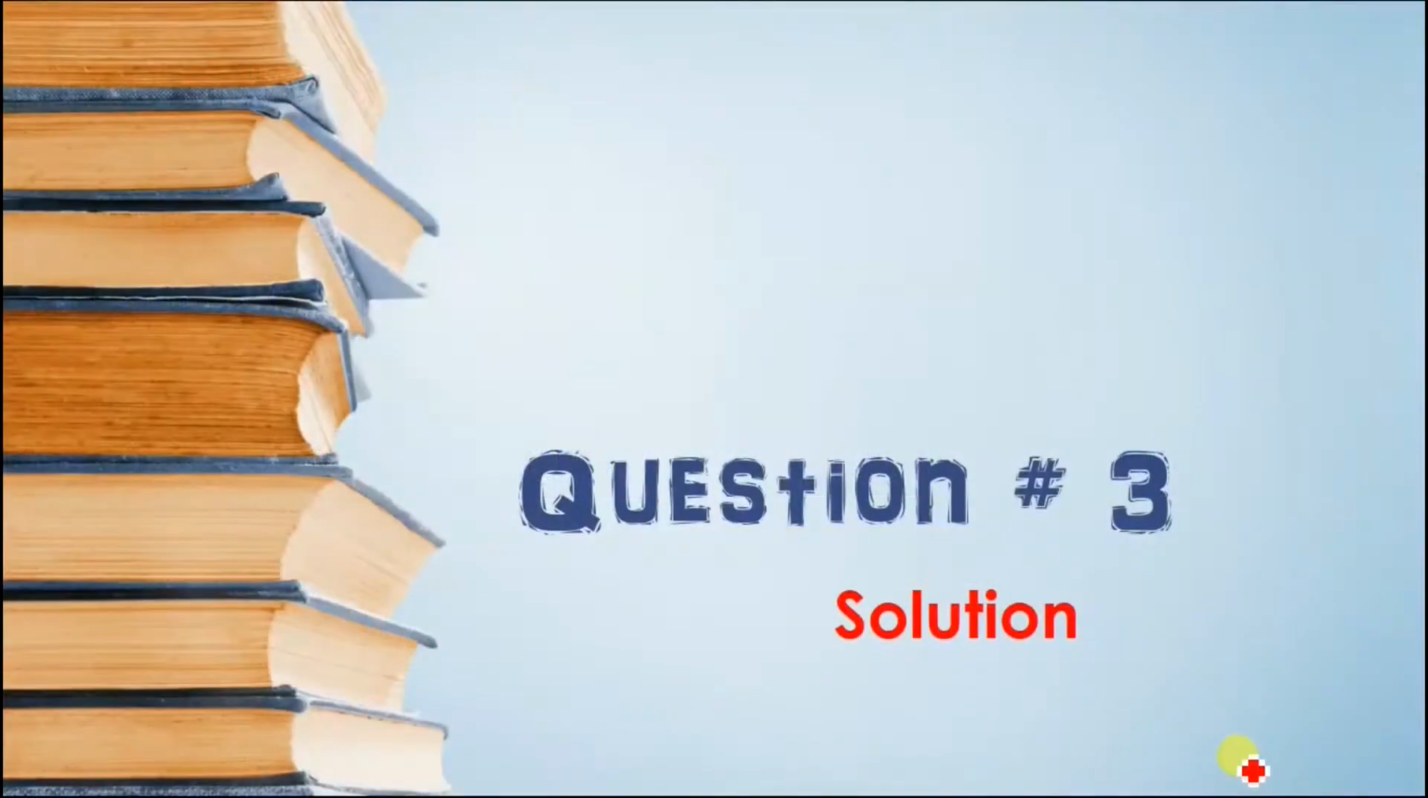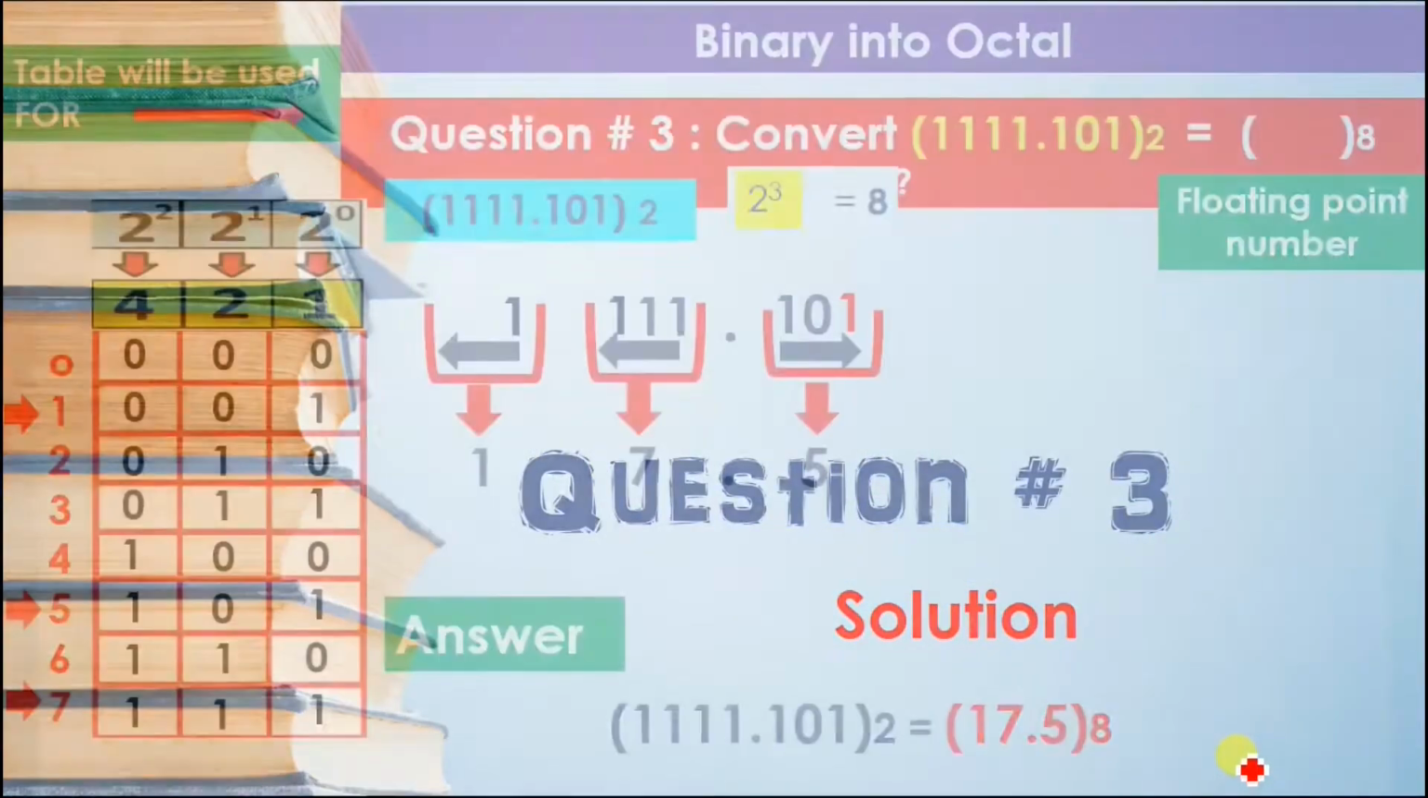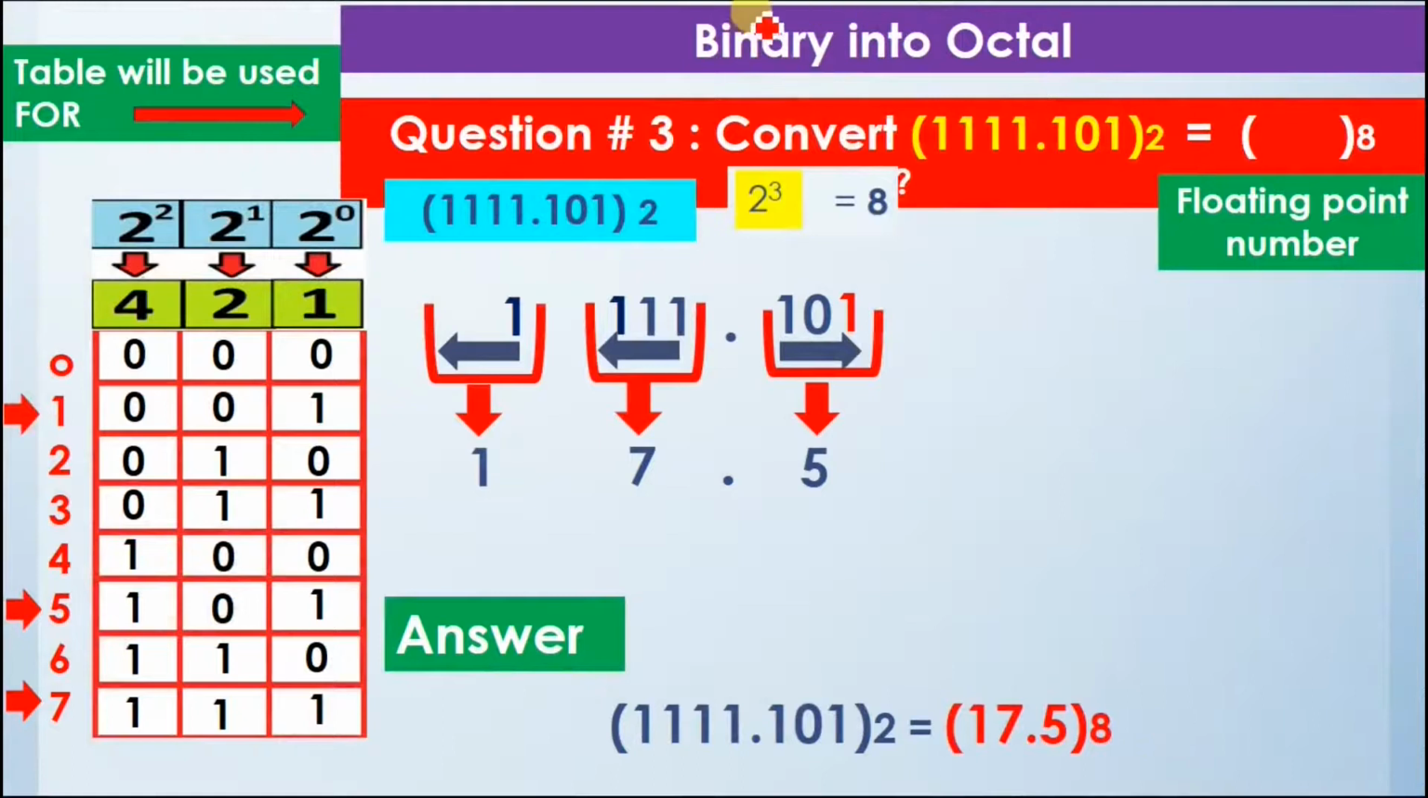Next we move to the solution of question number 3, and in this solution we have to convert a binary number into an octal number, right? So we are given with this question that we have to convert 1111.101 in binary, and we have to convert it into octal.